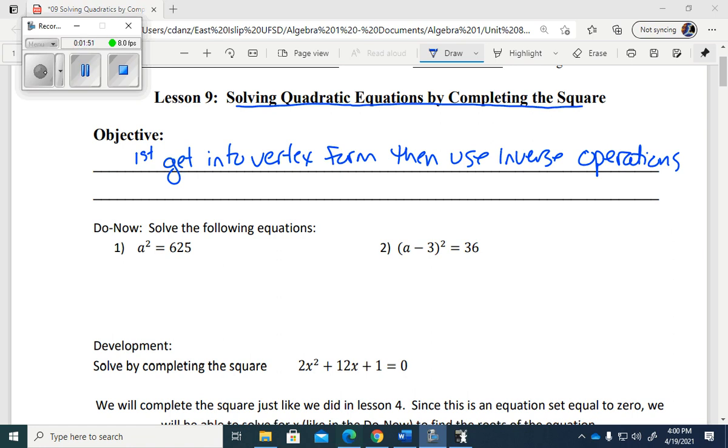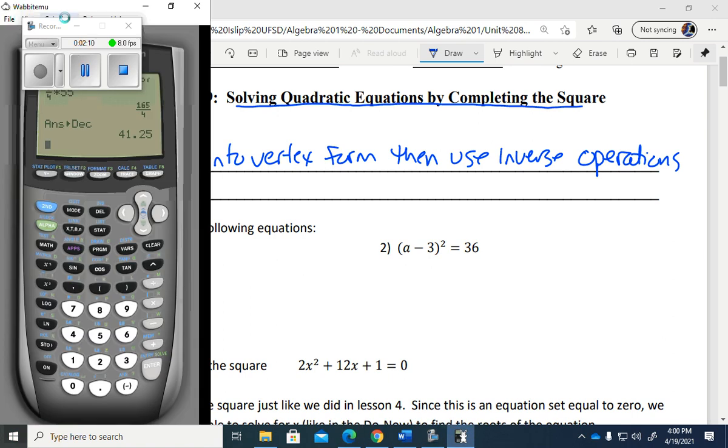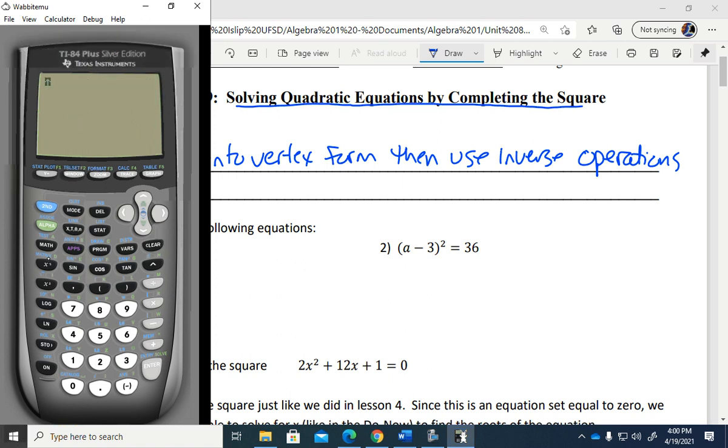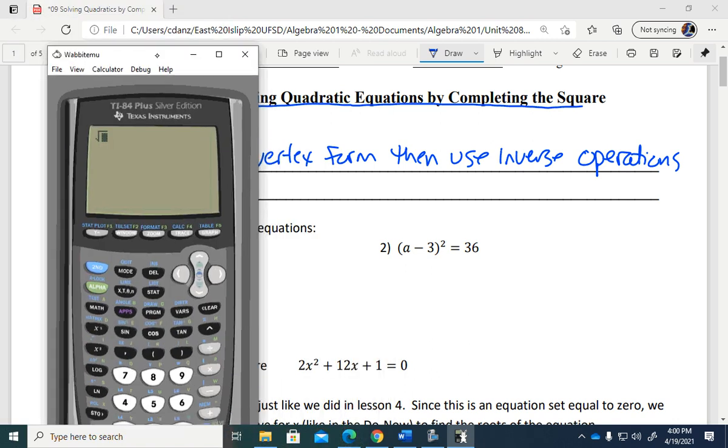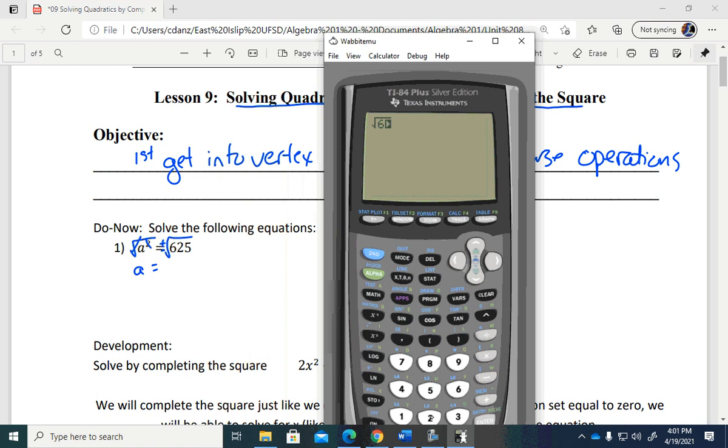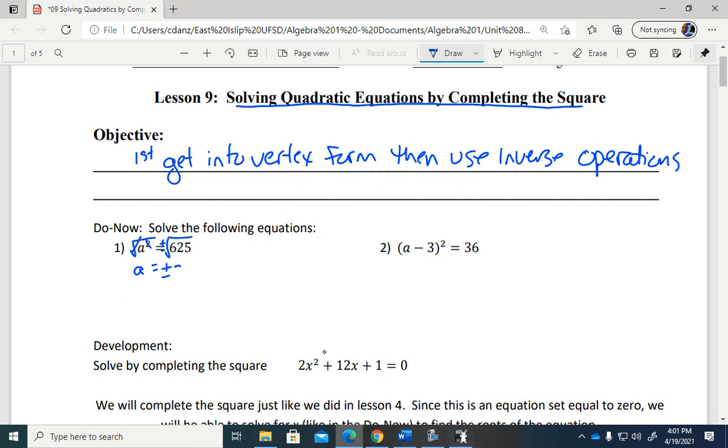So a is being squared, so to undo it, I square root both sides. Remember, all positive numbers have two square roots, so you put a plus or minus sign in front of it. The square root cancels out the square, you're left with an a. And what is the square root of 625? Maybe it's a perfect square, so the first thing I'm going to do is check on my calculator. Square root of 625 is a perfect square. It's 25. So this is plus or minus 25.